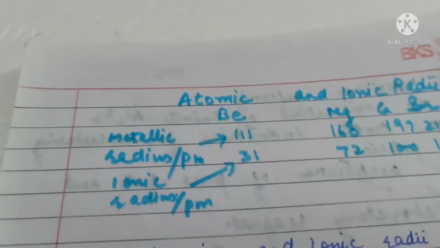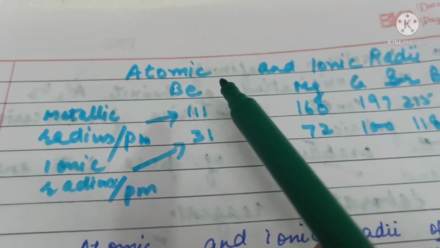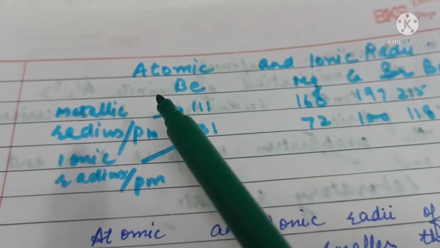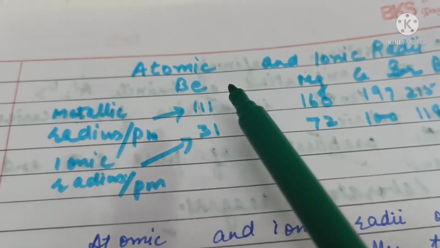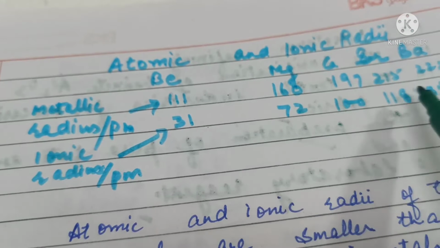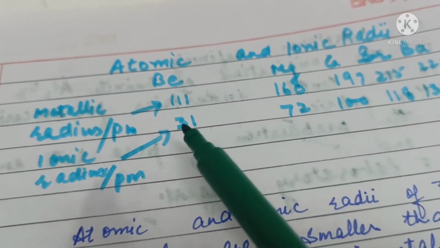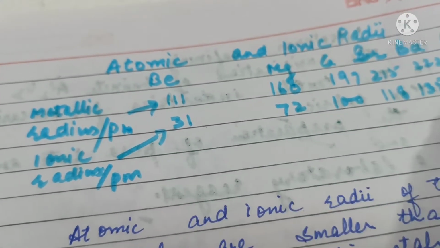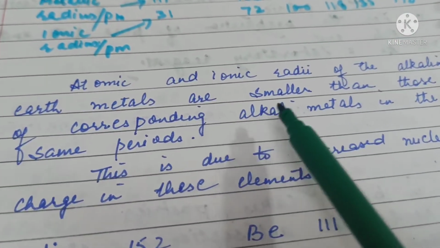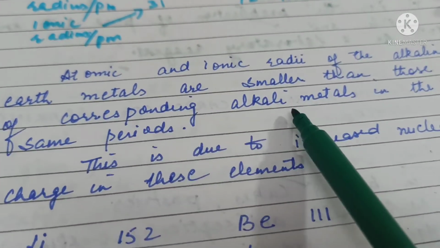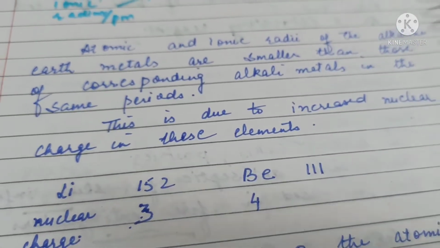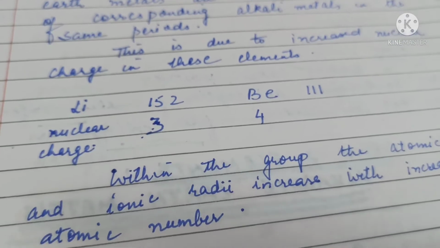Atomic and ionic radii. These alkaline earth metals are smaller in size than the alkali metals, and down the group the metallic radius will increase, and ionic radius will again increase. Atomic and ionic radius of alkaline earth metals are smaller than those of corresponding alkali metals in the same period. This is due to increased nuclear charge in these elements.